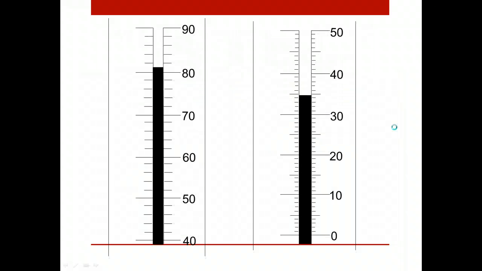All right, I'm going to give you a couple seconds and see if you can do this thermometer on the left. This is being measured in degrees Celsius.